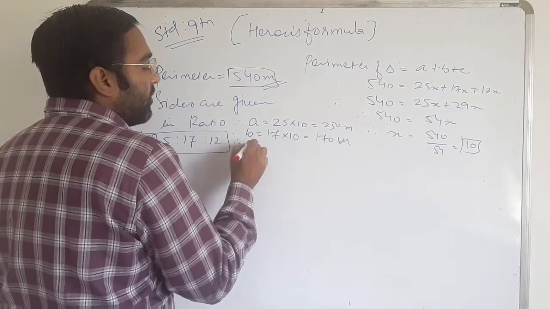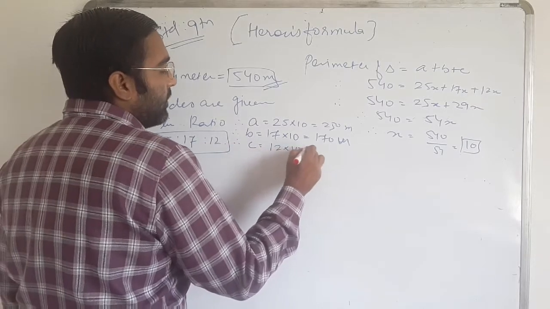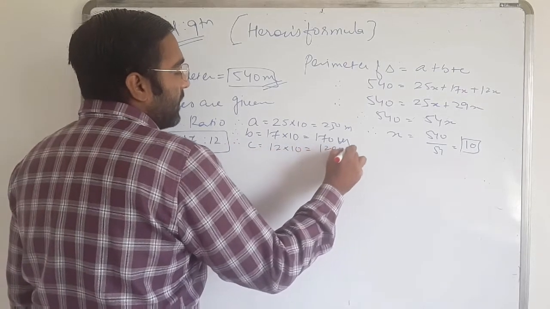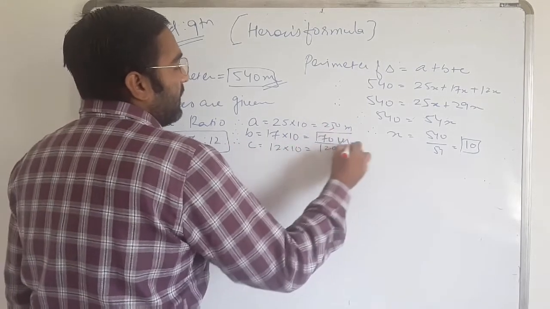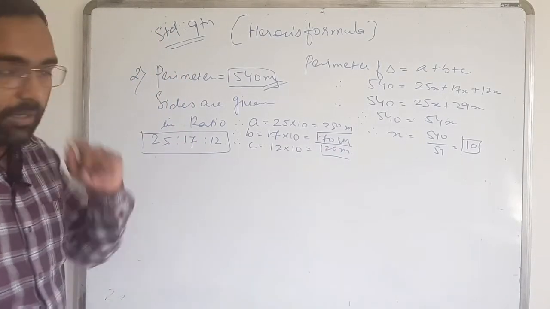Okay, and therefore the third side c is 12. So we multiply 10 by 12, that is 120 meters. Okay, this is my three sides of the triangle that are given.